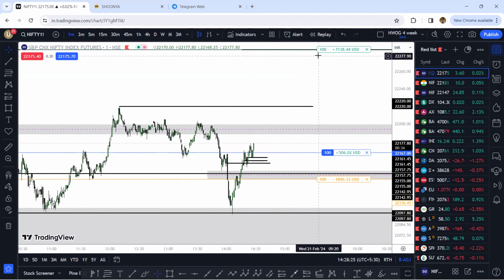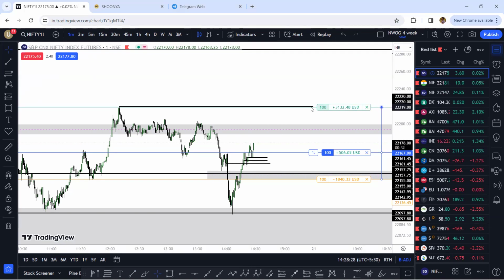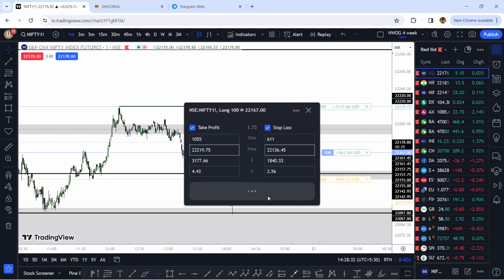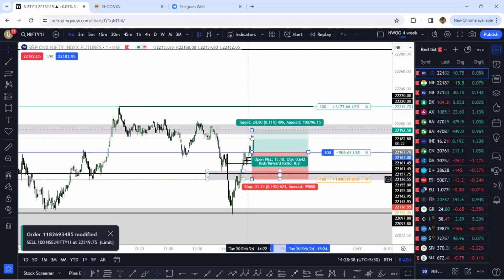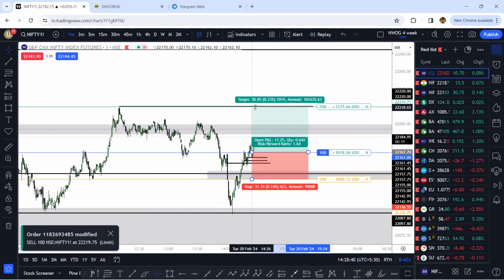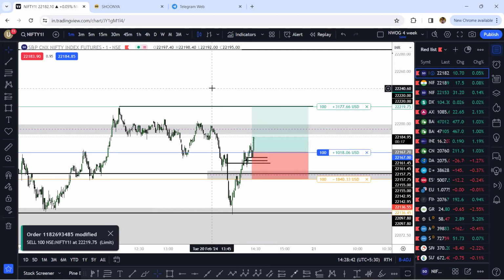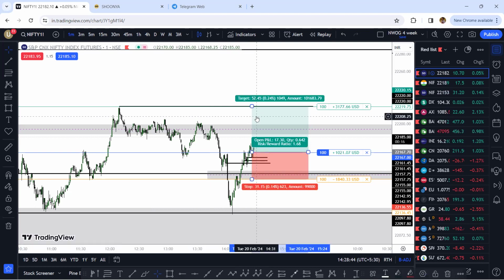It's a very strong area. Even if I exit all my positions there, it's going to be almost 3177. Let's look at the risk reward in that case. It's going to be almost 1 is to 1.6, which is nice. That's not a problem at all.